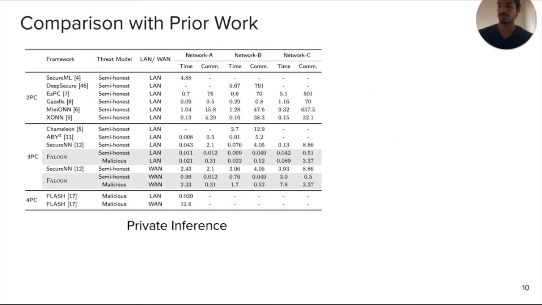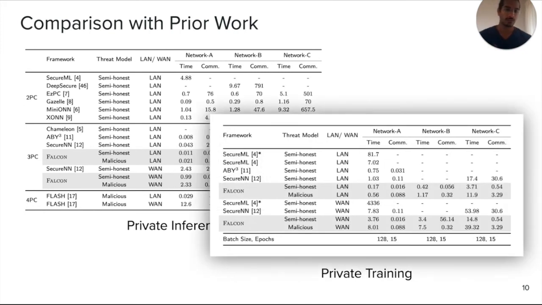So the first part is comparison with prior work. And so here, these are the numbers presented. We perform extensive comparison with prior work on the same set of networks. We also test our networks over LAN as well as WAN. And as you can see here, Falcon generally outperforms prior work by a significant margin. The communication is also significantly lower. We also perform experiments for private training. So here are some of the frameworks which do private training. And then again, we benchmark these over both LAN and WAN network settings.